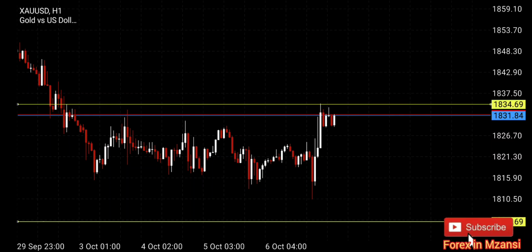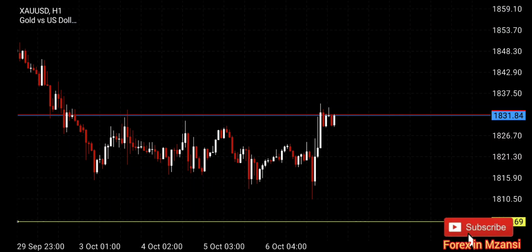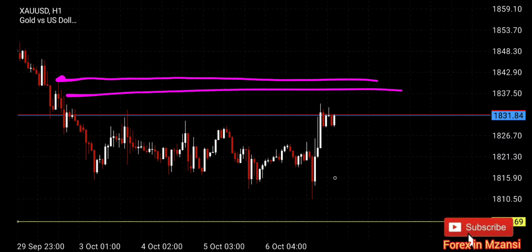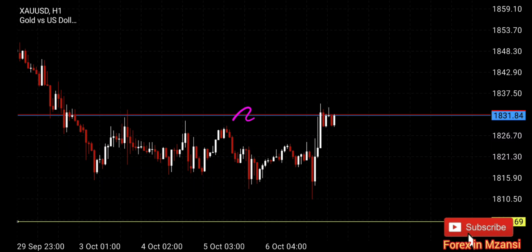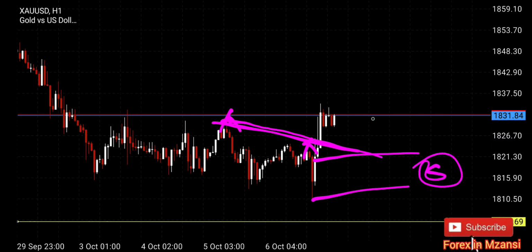So which means on H1 we can mark our structures like this and say this is the H1 resistance and this is the H1 support that pushed the price up and pushed it above the trend line, and also broke some of these areas of resistance. So that's why we can say that if you're trading H1, you can mark this support and hope that the price will come back and give you the opportunity to buy from there before taking off.